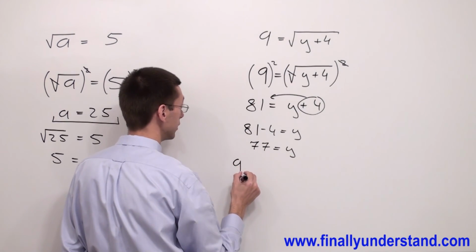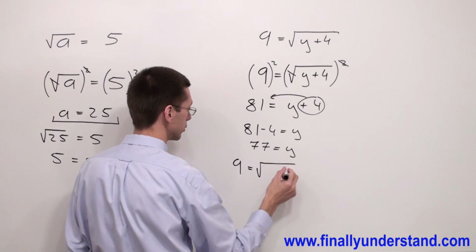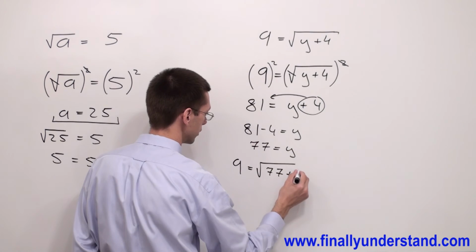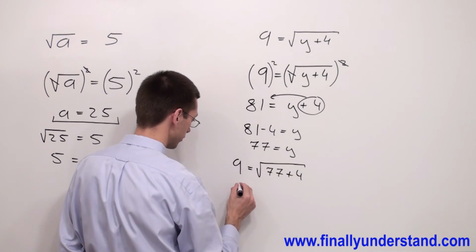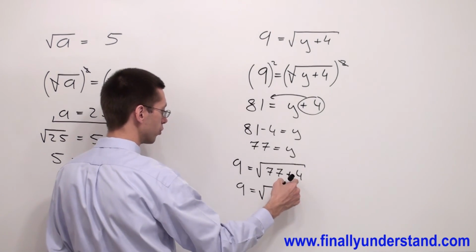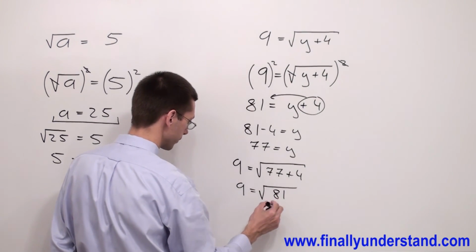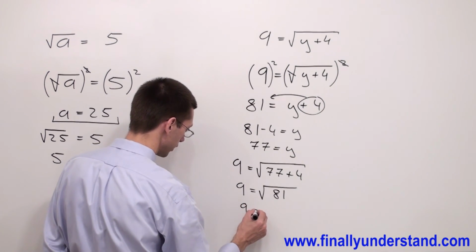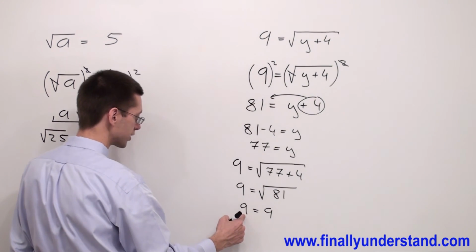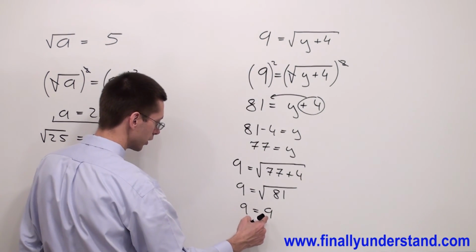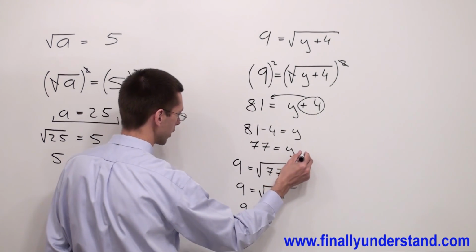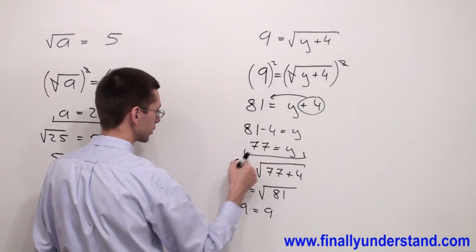That's why I'm going to have 9 equals square root 77 plus 4. I have 9 equals square root 77 plus 4 is equal 81. So I have 9 equals square root of 81 is equal 9. As you can see, left side of my equation is equal to the right side of my radical equation. That's why the solution to my problem is y equals 77.